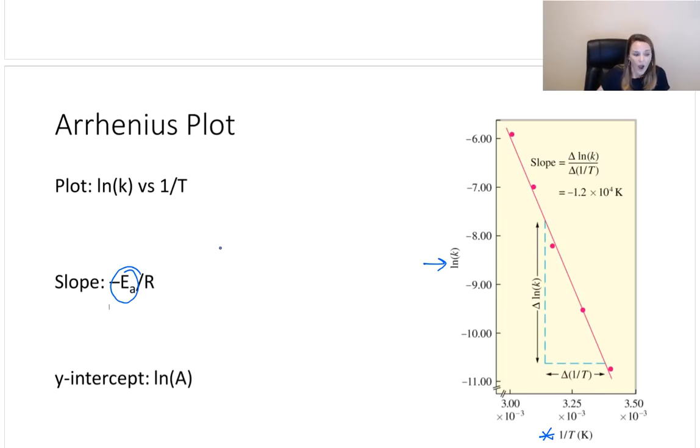And the y-intercept is going to be your natural log of A. So all the way up here, that's your natural log of A. Remember, A is your pre-exponential factor. That's what that is. This isn't concentration here. I know it's confusing that we use A for both of those, but it is what it is, so you just got to know the difference. So here you can actually determine what your pre-exponential factor is.